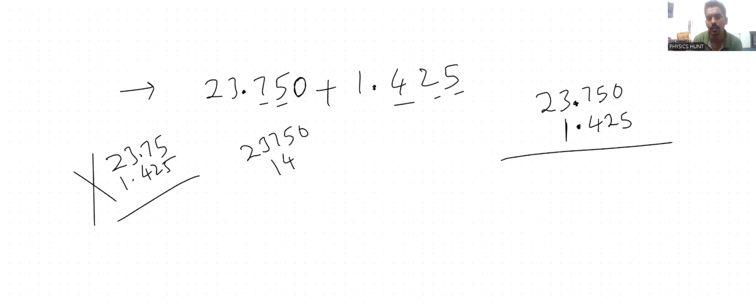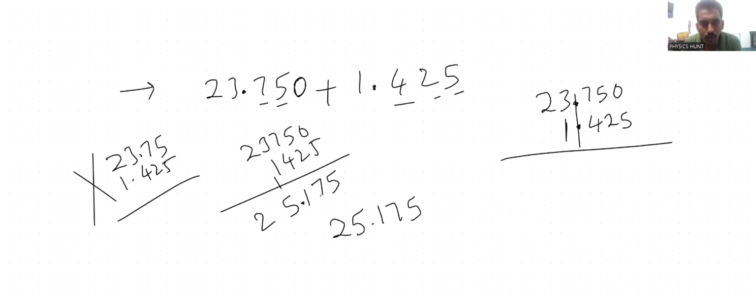Same way you have to add. But after adding, like 5, 7, 11, so 1 carry 5, 2. So here the decimal is there after 3 digits. So 1, 2, 3. So here the decimal. So the answer will become 25.175.